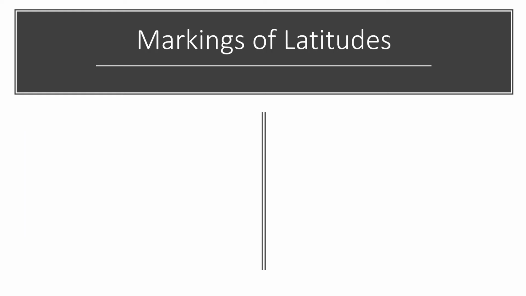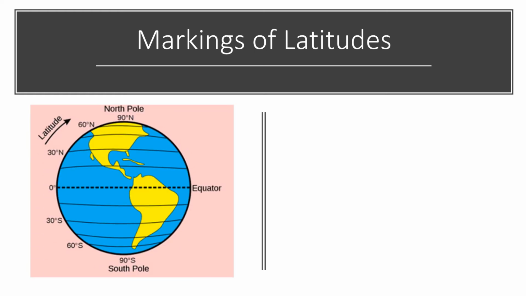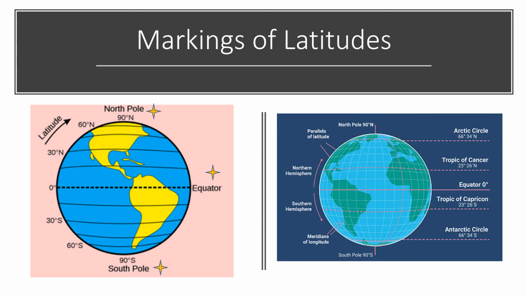Now let me explain the markings of latitudes. The equator is marked at 0 degrees. The North Pole is marked at 90 degrees north and the South Pole is marked at 90 degrees south. Thus, the latitude of a place tells us how far north or south a place is from the equator. There are 5 important parallels of latitude. These are the equator, Tropic of Cancer, Tropic of Capricorn, Arctic Circle and Antarctic Circle.